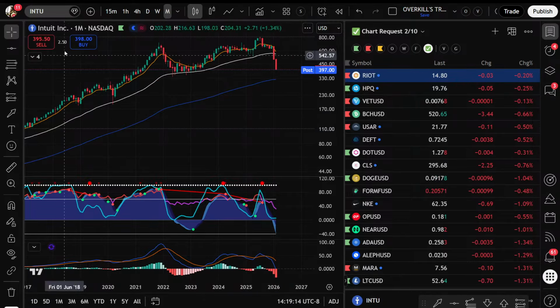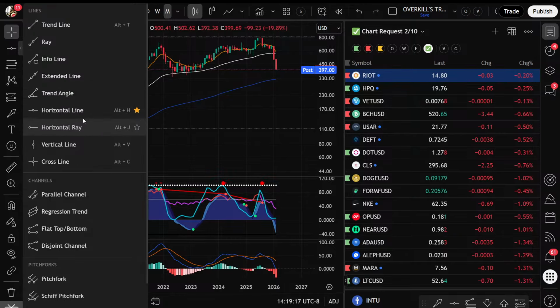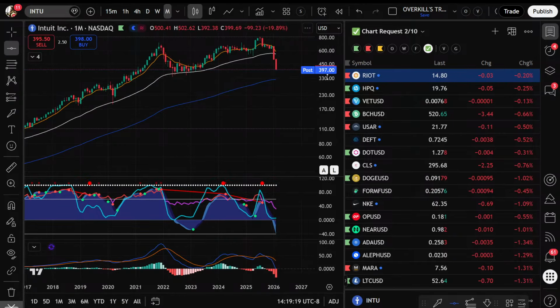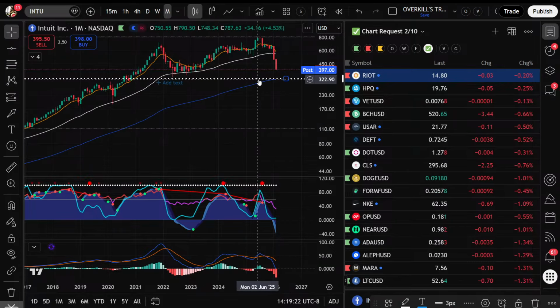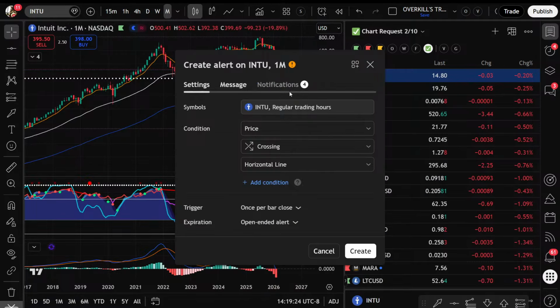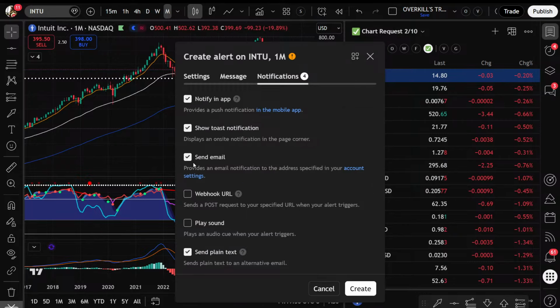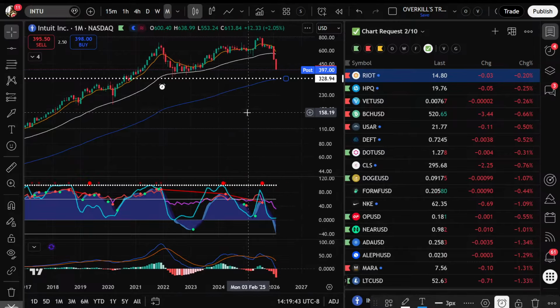So what I'm going to do is go over here to the horizontal line tool, and click on my chart where that level is. Boom. Okay. And then I'm going to right-click on that line, and hit Add Alert. Then I'm just going to say price crossing the horizontal line. What that's going to do is alert me when price crosses that horizontal line. Okay, and I'm going to click send email notification, and hit create. And that's going to send me an email when Intuit hits 330. But this looks like a real opportunity.